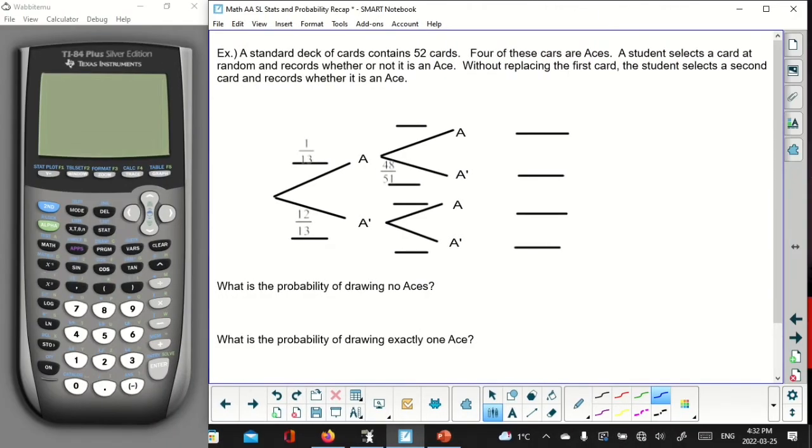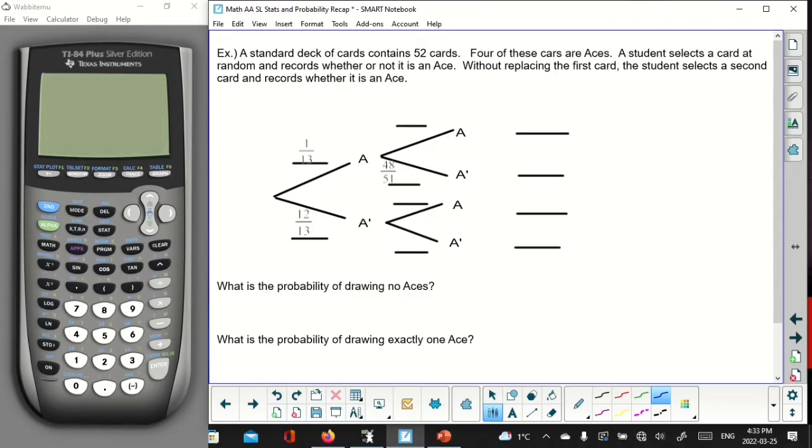When we have compound events or multiple events happening sequentially, one after the other, often a tree diagram is a nice way to represent both the events and their probabilities. So let's look at an example of that here, again with a standard deck of cards that has 52 cards. 4 of these cards are aces. A student selects a card at random, records whether or not it's an ace. Without replacing the first card, the student selects a second card and records whether it's an ace.